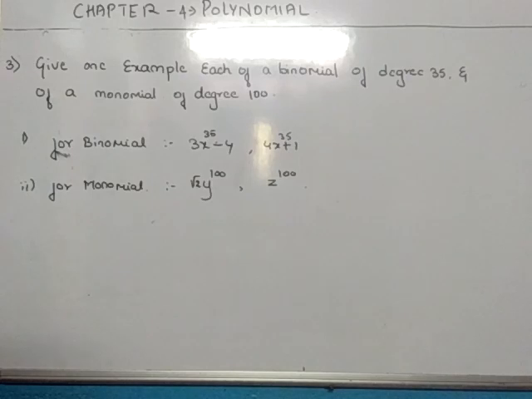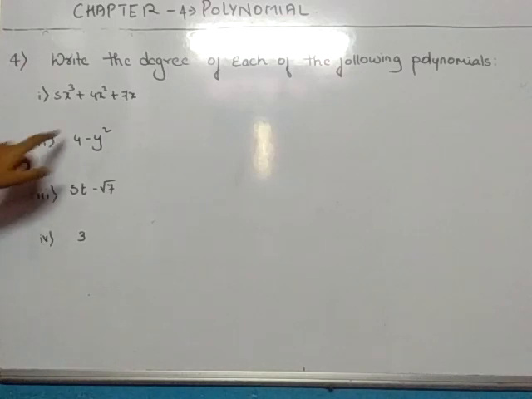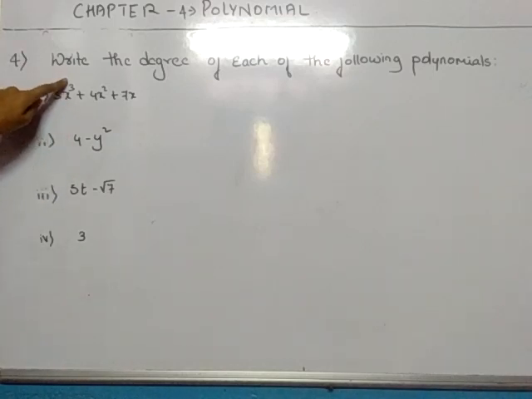Next we'll move to the fourth main. Fourth main, write the degree of each of the following polynomials. Here they have given some polynomials. We have to write the degree of each polynomial, right? Degree means, as I told, the highest power of the variable. Which is the highest power of the variable? Here the highest power, that is x raised to 3, is the highest. Means 3 is the highest degree.